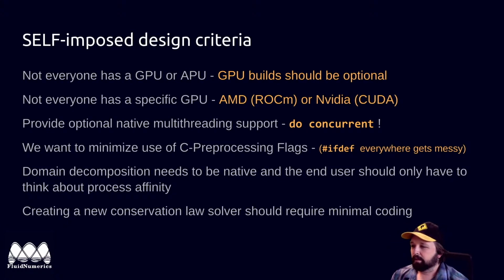We want to minimize use of C preprocessing flags. I guess I have a bad taste in my mouth from working on Fortran codes at Los Alamos and at the Space Weather Prediction Center in the past. I've seen some nasty stuff where you have like 1,000 build options and you have pound ifdefs everywhere, and when you're debugging code, it's very hard to tell what is actually being run at any given time. So we want to minimize that as much as possible, although sometimes it is just a necessary evil, and we just live with it as long as we keep it under control.